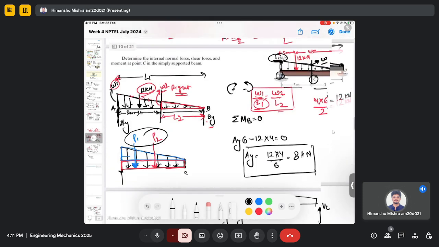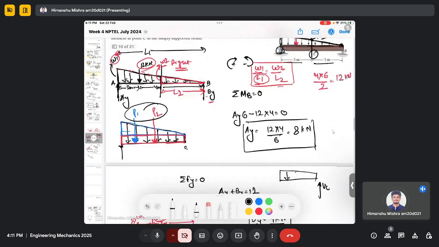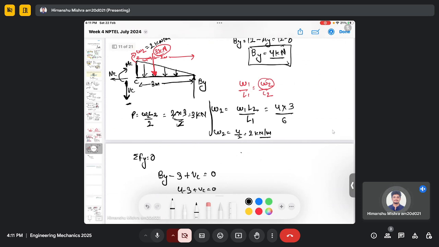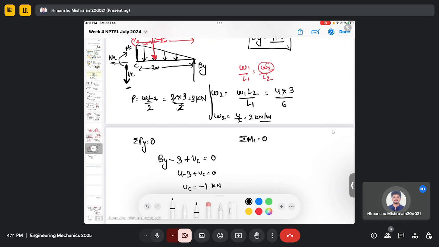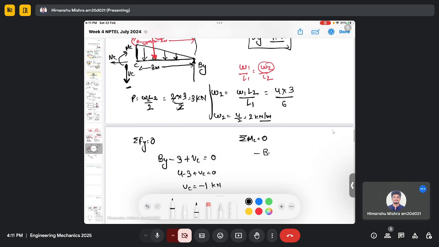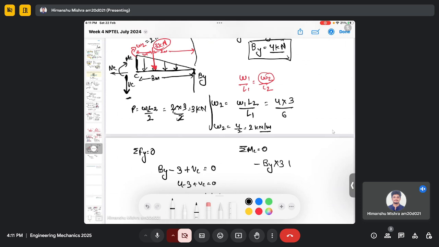So now what we need to do is find the moment at point C. If I take the moment at C, the overall moment, it equates to zero, assuming clockwise positive and anti-clockwise negative. So we have VB, and it is rotating in the anti-clockwise direction about C. So it's minus VB multiplied by 3, positive 3 multiplied by 1, positive moment at C.